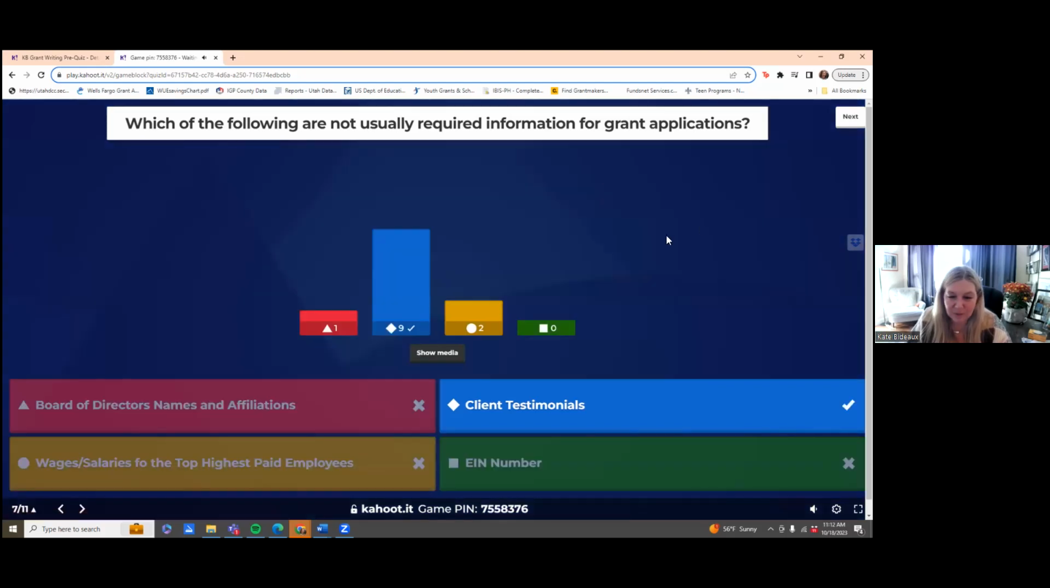And look at that. Most everybody got it right. Client testimonials. Sometimes you can put that in a supplemental document, but they don't normally ask it as a grant question.